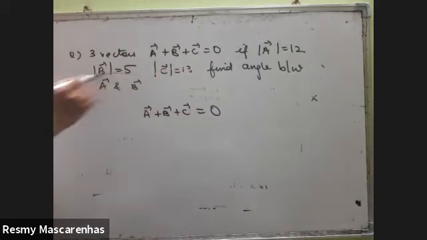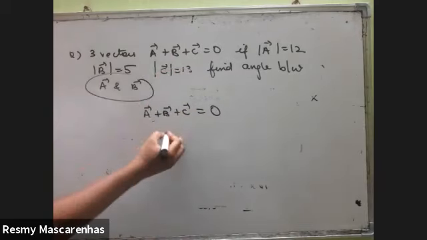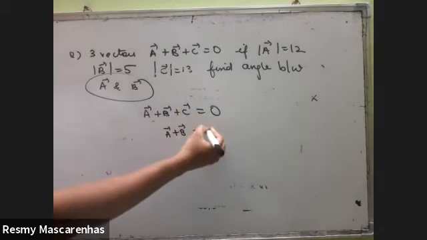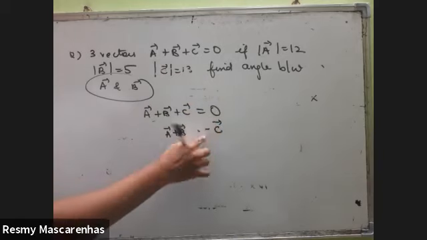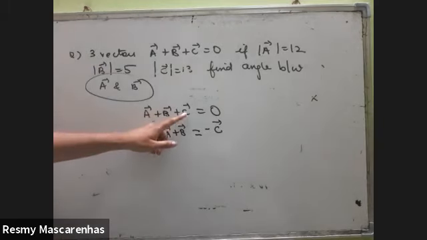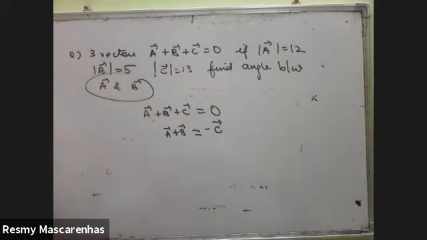But now A and B has been asked. So I'll keep A and B on one side. And I don't want this one, so I'll take it to the other side. So it'll become minus C. Suppose the angle between A and C was asked, keep these here, and B would have to be taken to the other side.